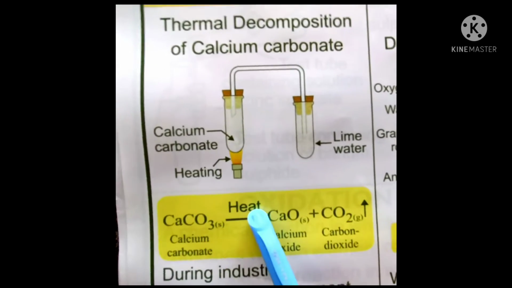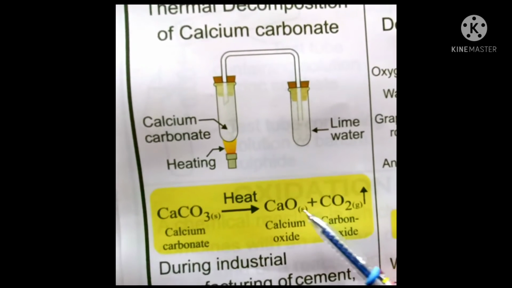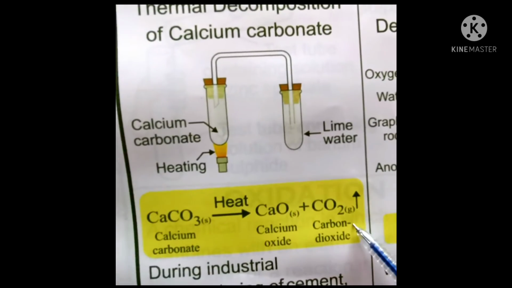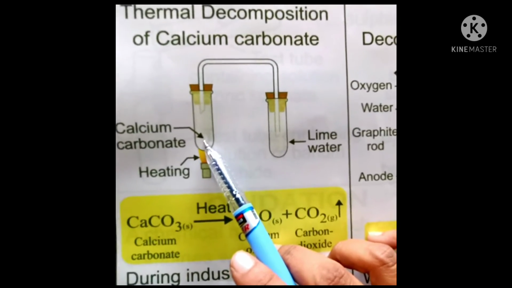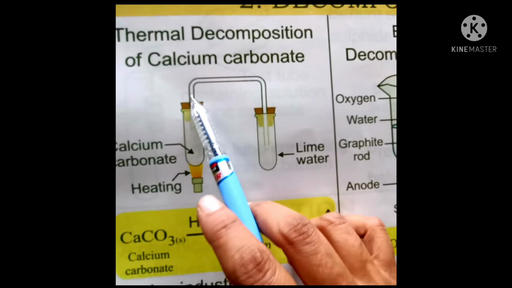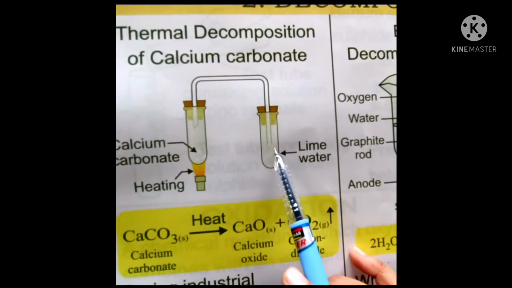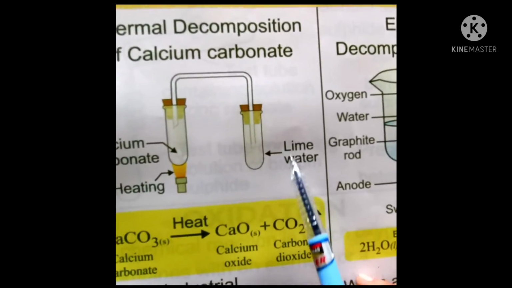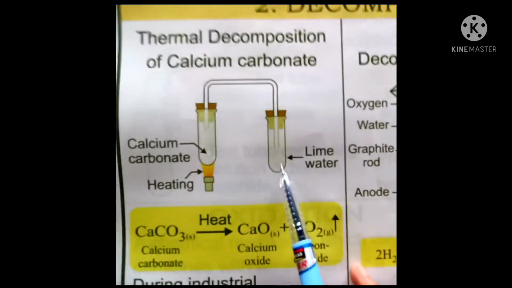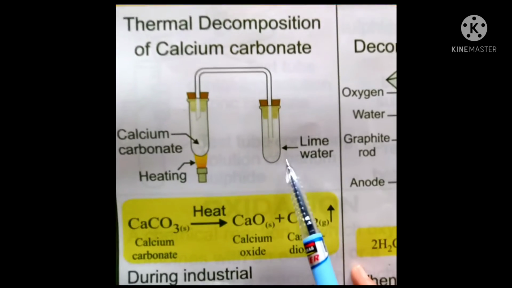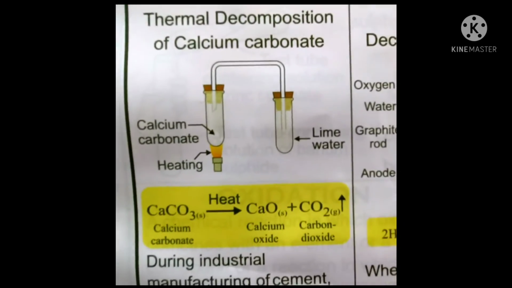Calcium carbonate, when heated, forms calcium oxide, and carbon dioxide gas is liberated. Now how will we come to know that carbon dioxide gas is liberated in this reaction? The carbon dioxide gas will come out from this one test tube and pass through this tube to the other one. The other tube contains lime water. As soon as the carbon dioxide reaches the second test tube, the lime water turns milky. So this indicates that carbon dioxide gas is produced during this chemical reaction.